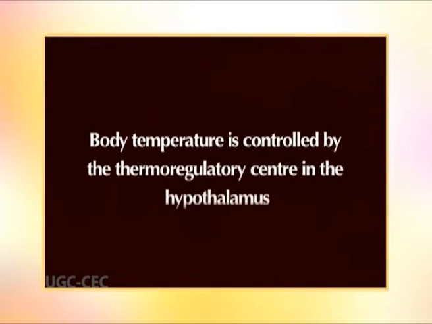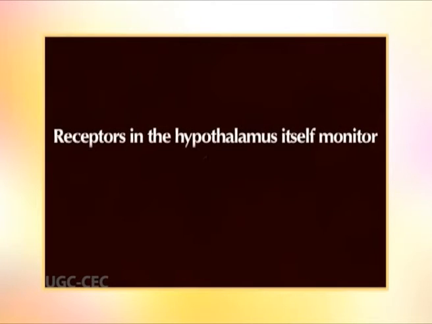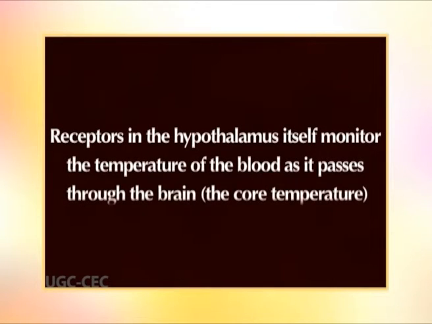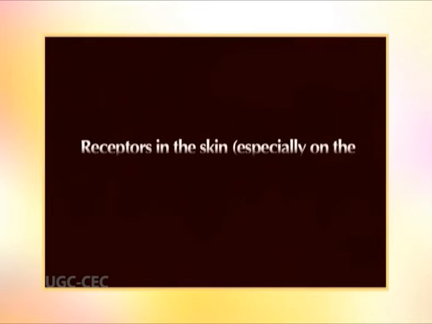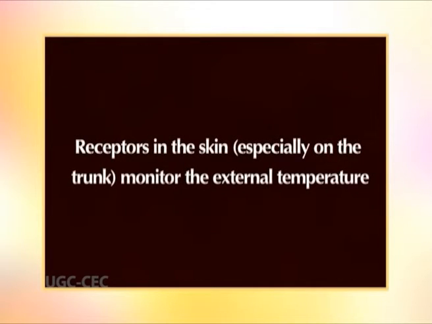In humans, body temperature is controlled by the thermoregulatory center in the hypothalamus. It receives input from two sets of thermoreceptors. Receptors in the hypothalamus itself monitor the temperature of the blood as it passes through the brain, that's the core temperature. And the receptors in the skin, especially on the trunk, monitor the external temperature. Both sets of information are needed so that the body can make appropriate adjustments.